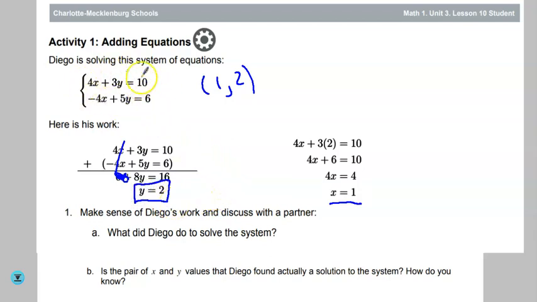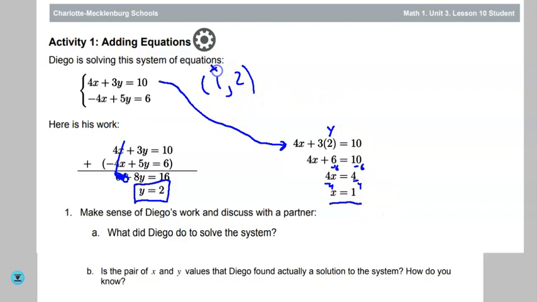Then he took this top equation and he wrote it again, 4x plus 3y equals 10, and he took what he knew y was and substituted it in. So 4x plus 3 times 2 is 10. 3 times 2, he got 6. Then you subtract 6 from both sides. So 4x equals 4. Divide by 4. X equals 1. And that's right.